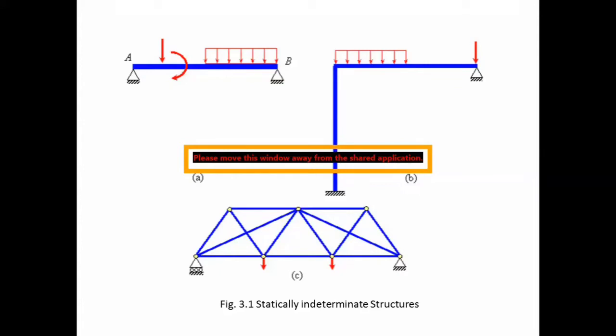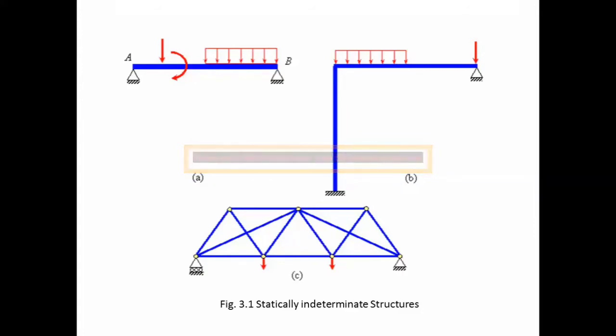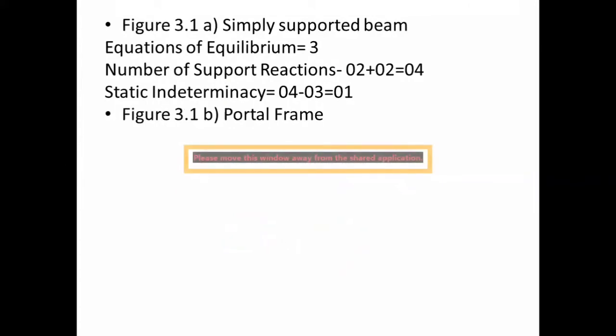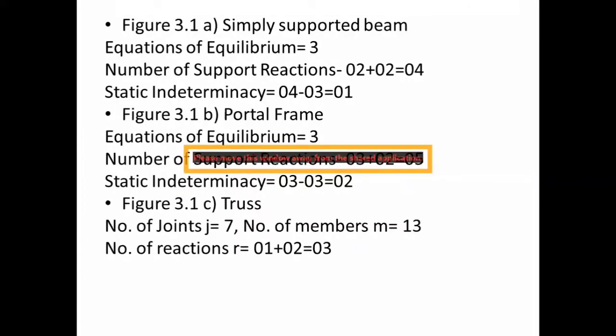Yes, 2 into 7, 14. How many joints? 7 joints. So 16 minus 2 into 7. How much is the answer? 2. So the degree of static indeterminacy for this truss is 2, that is 16 minus 14.